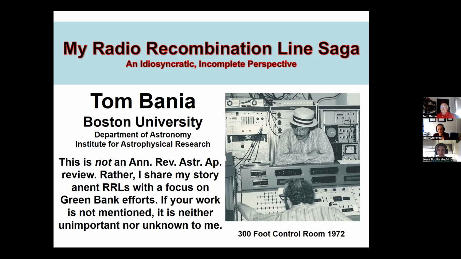So throughout the years, Tom has been a part of many efforts to study radio recombination lines, and currently he's part of the GBT diffuse ionized gas survey team that's led by Lauren Anderson. And it exploits the power of the GBT Vegas spectrometer to study radio recombination emission from the diffuse gas outside discrete H2 regions.